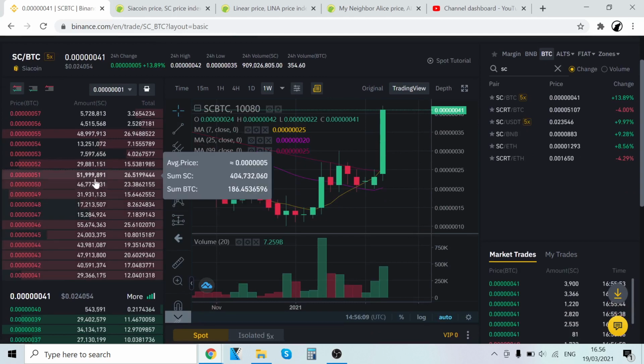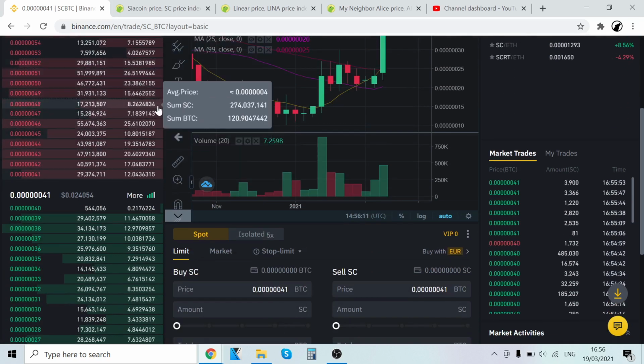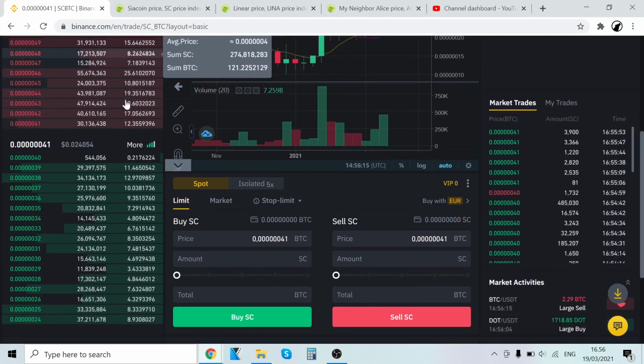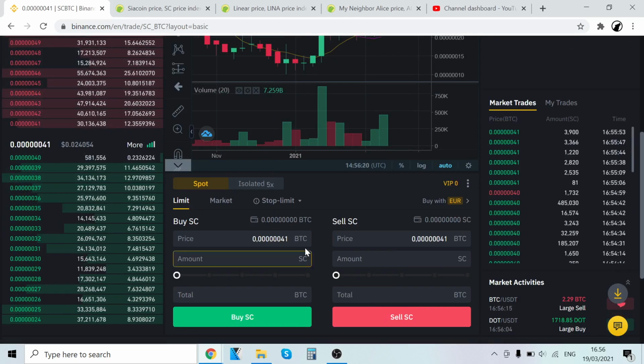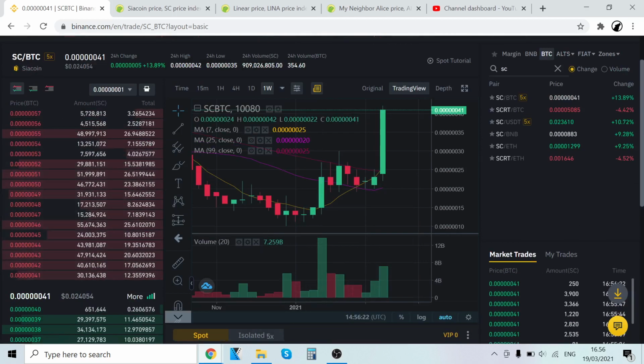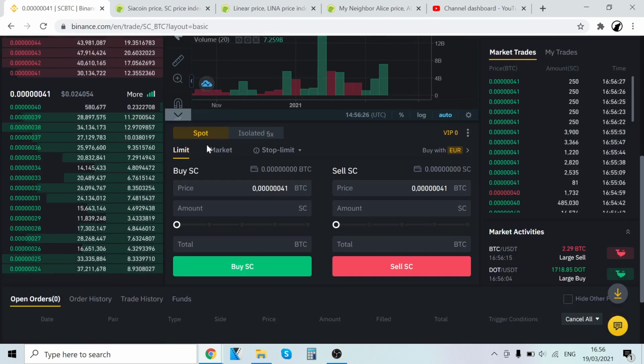Okay, so here you have sell orders, people who are selling Siacoin for Bitcoin to get Bitcoin, and here people who are buying Siacoin with Bitcoin, and we are currently buying Siacoin with Bitcoin. Okay, so what we have to do here is basically select limit or market.